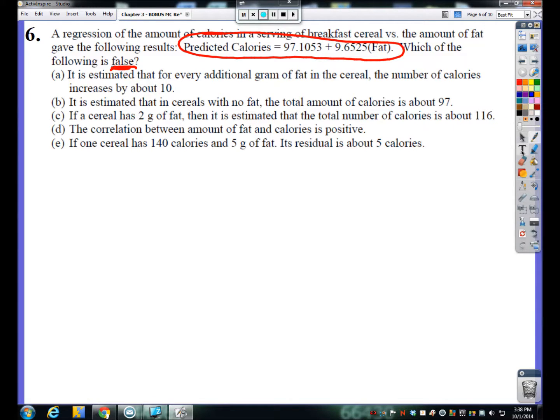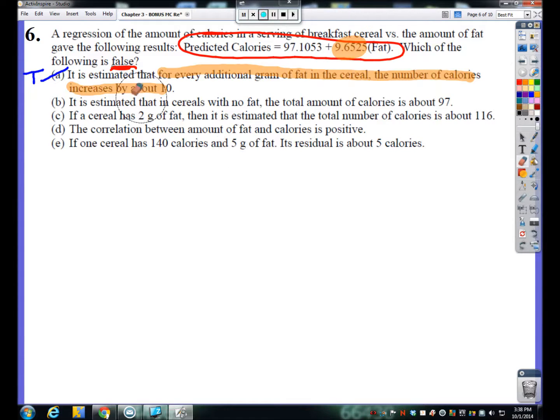Well, this sounds an awful lot like the interpretation for slope of a regression line. And so the slope of our regression line is the 9.6525. Now, is that about 10? Yeah, it's about 10. If we were to round up 9.6525, it would be 10. And it says since it increases, is it also a positive slope? And it is. So everything matches up there. So at first glance, you might go, hey, that's our answer. But that was a true statement, and we're looking for a false statement. So it is not A.